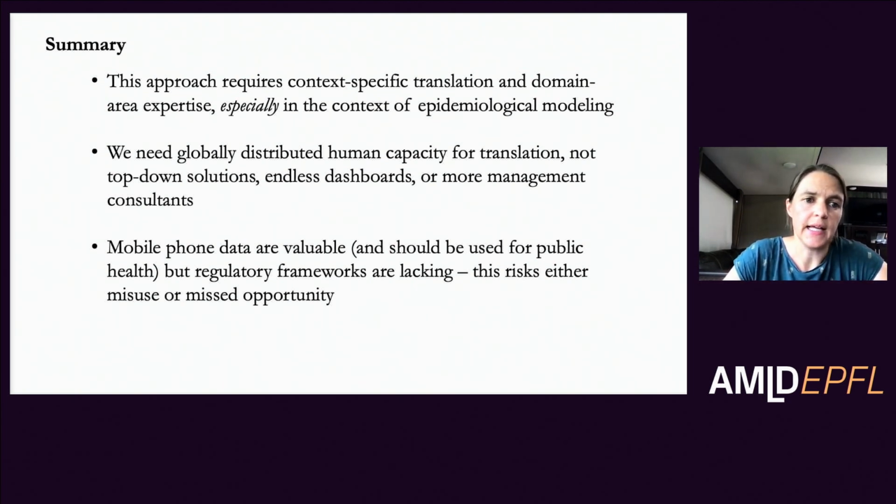Lastly, I would just say that these data are really valuable. Before them, epidemiologists were really in the dark about what was happening with mobility and migration, especially in real time on the timescales of epidemics. And that really constrained what kinds of predictions could be made and what kinds of targeted interventions were possible. So they should be used for public health.